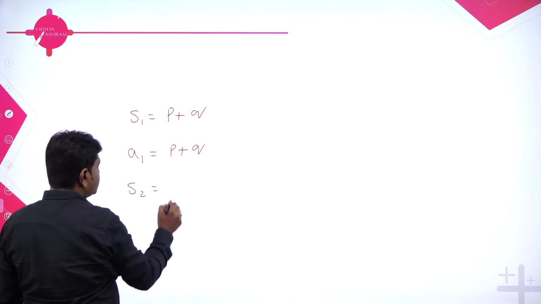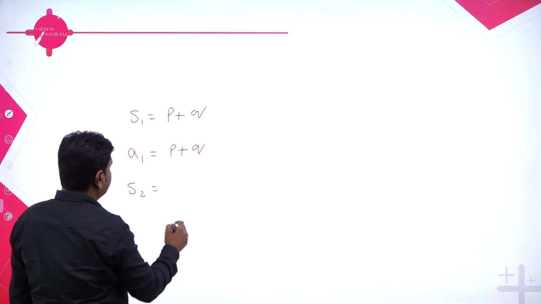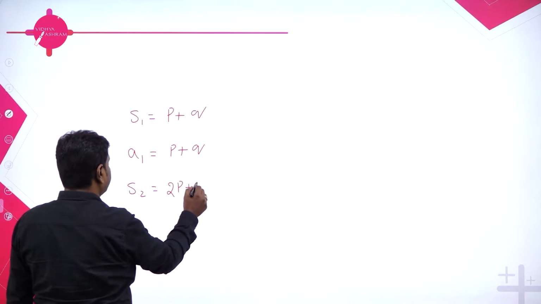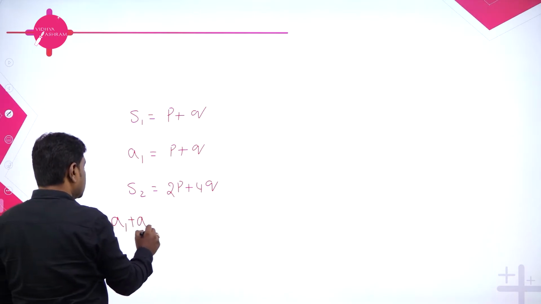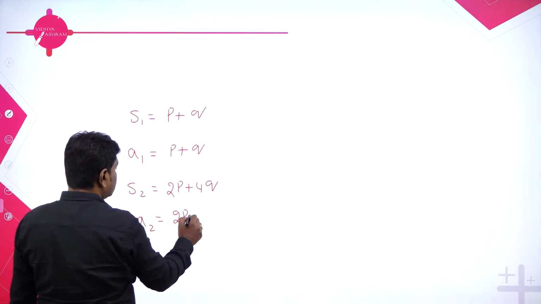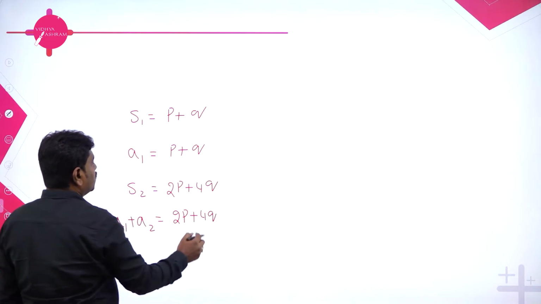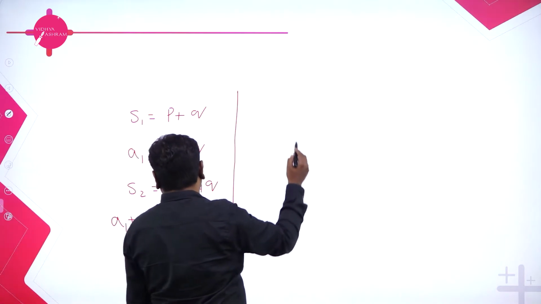S2 is what? What is S2 you got? 2P plus 4Q. So all of you know S2 means the sum of two terms, A1 plus A2. A1 plus A2 is 2P plus 4Q. Now I'll write one under the other and I'll subtract.